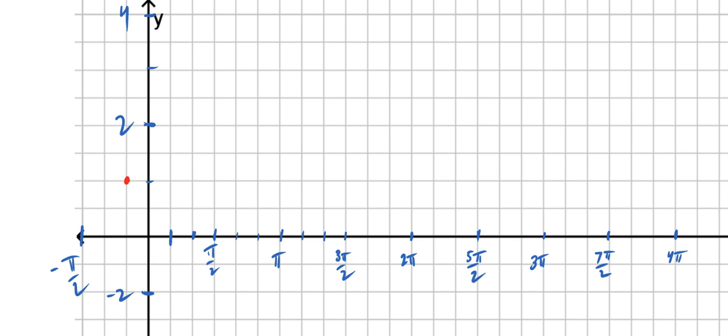It's got a reflection. So I'm going to count 6: 1, 2, 3, 4, 5, 6, and go down to the minimum. 1, 2, 3, 4, 5, 6. Back on the 0 line. Up to the max. 1, 2, 3, 4, 5, 6. Back to the 0 line. 1, 2, 3, 4, 5, 6.